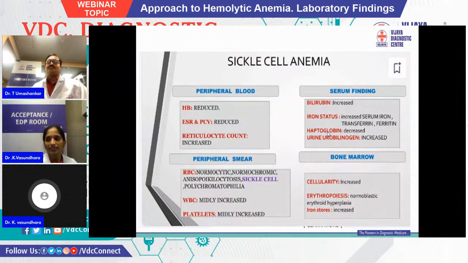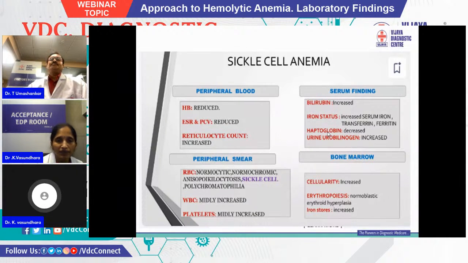Next is sickle cell anemia. Sickle cell anemia is mainly because of a mutation where there is a replacement of glutamic acid with valine. As a result, sickle cell hemoglobin forms, and when exposed to low oxygenation it undergoes sickling and causes distortion of the RBC structure, forming sickle cells. These sickle cells get entrapped in the splenic sinusoids and are destroyed in the spleen.